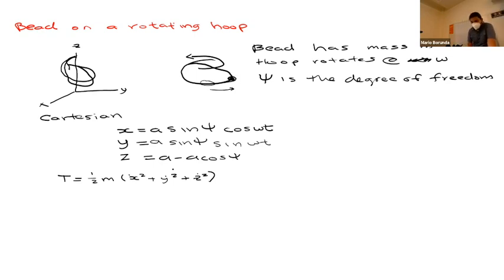So we have that kinetic energy. And then if we substitute in, you have to take time derivatives of this, right? Dx, y, and z to get those x dot portions, but you can do that. It's just a little bit of taking derivatives. And what we get is 1/2 m a squared times psi dot squared plus omega squared sine squared of the angle.